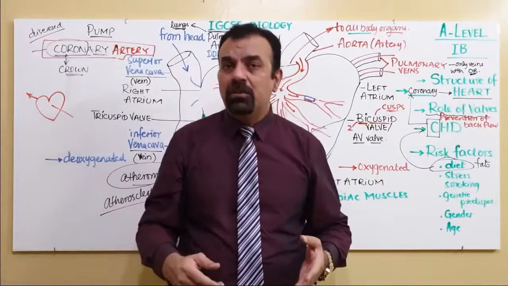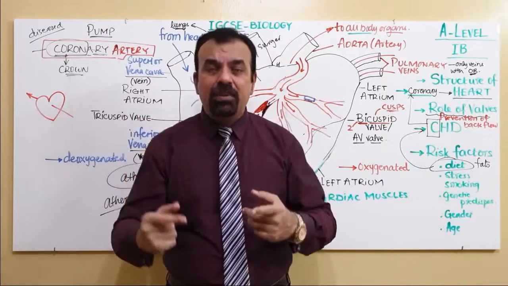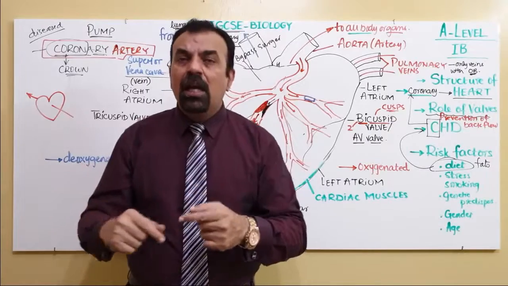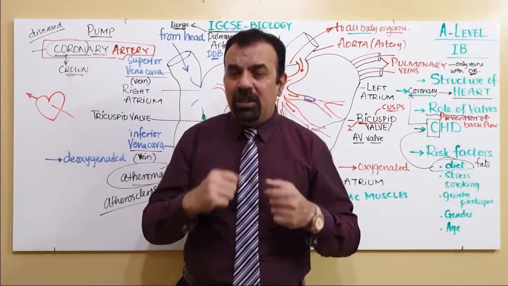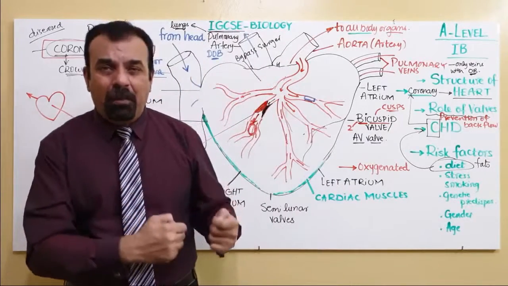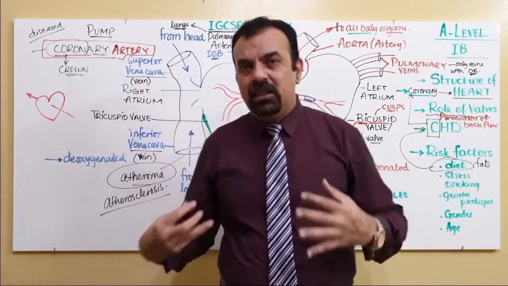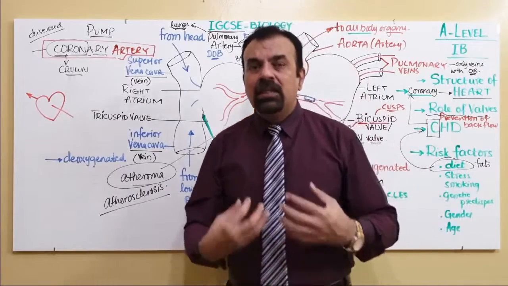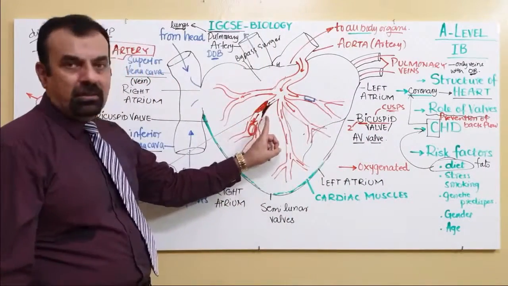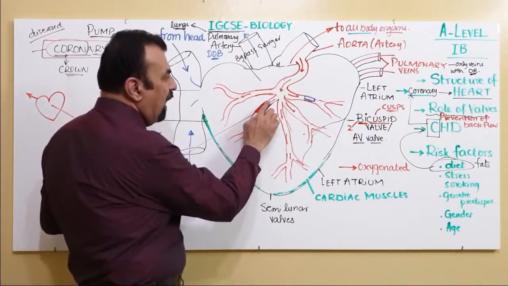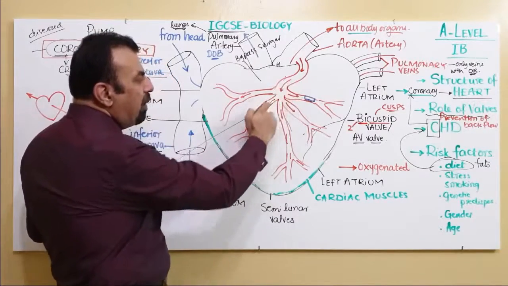What are you supposed to do? Immediately take that person to the hospital. And then after doing an ECG, electrocardiogram, the doctor is going to decide how much TPA should be injected into that person's system. That TPA is going to first remove the clot, so that the blood supply continues.